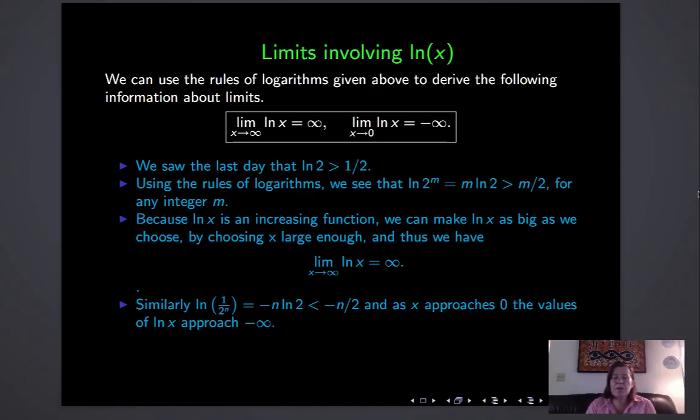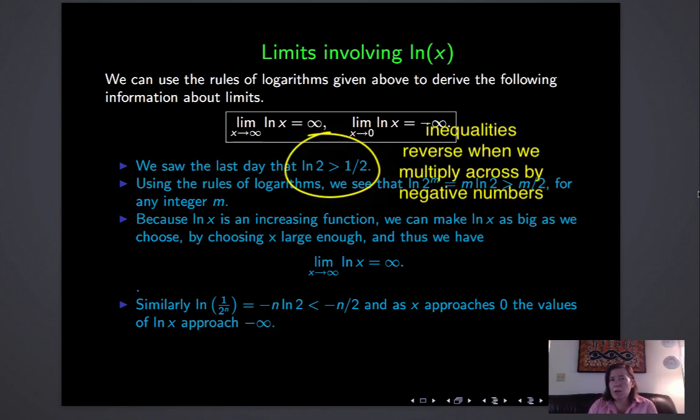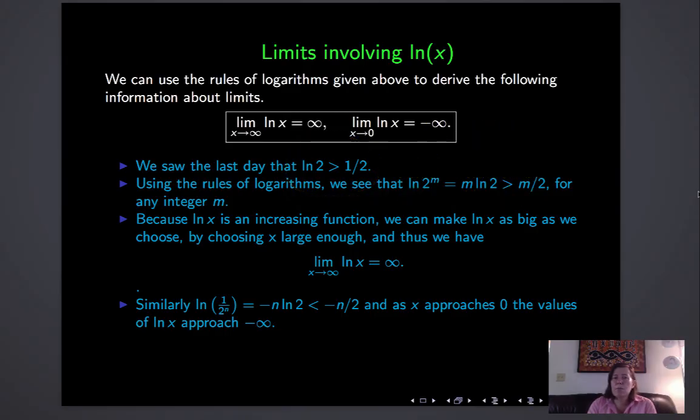And we can do something similar. As x approaches 0, we can take the sequence of values 1 over 2 to the n, which certainly approaches 0 as the integer values of n get larger and larger. The natural log of 1 over 2 to the n is minus n times the natural log of 2 by those rules of logarithms, and that has to be less than minus n over 2, because remember that the inequality above reverses when we multiply across by minus.